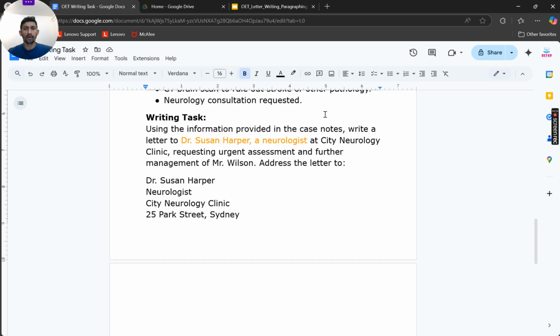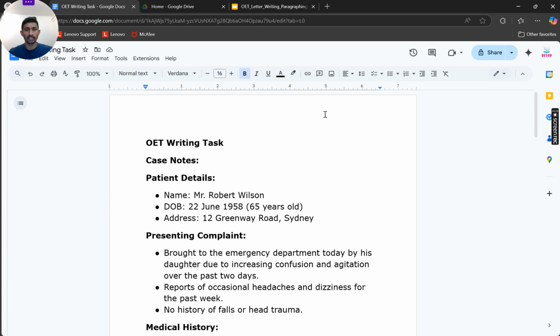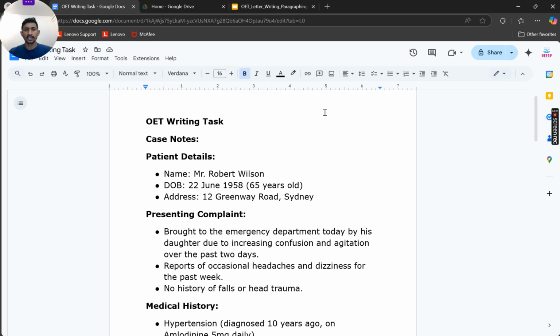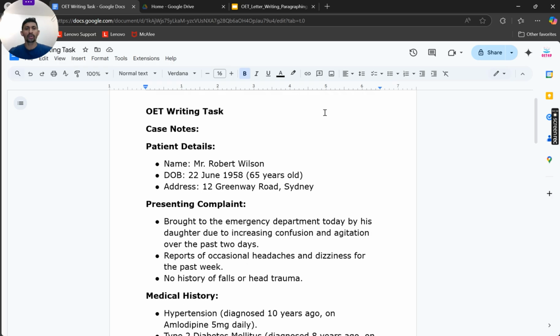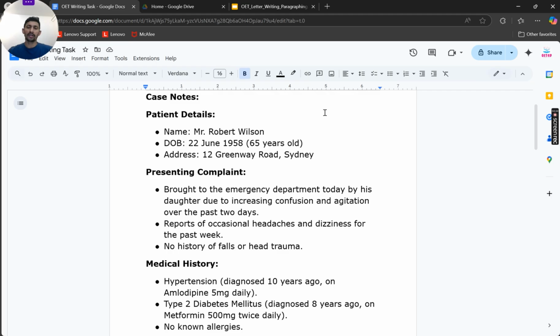Then we have to find out the presenting complaint. For that you have to start reading from the beginning of the case note. The patient details are given, and we know that these are important for writing your introduction: age and all the key factors related to the patient. Address is not that relevant; if needed you can write it at the end of the letter. The presenting complaint: brought to the emergency department today by his daughter due to increasing confusion and agitation over the past 2 days.